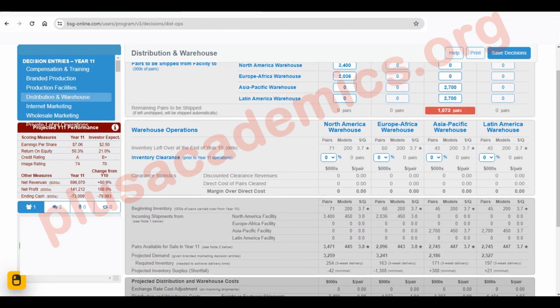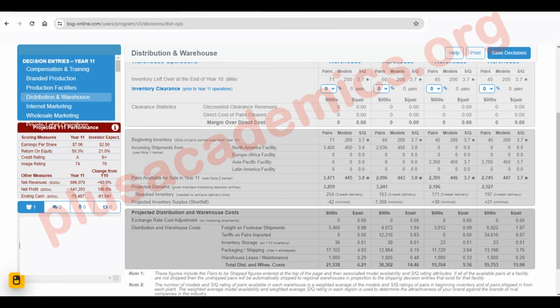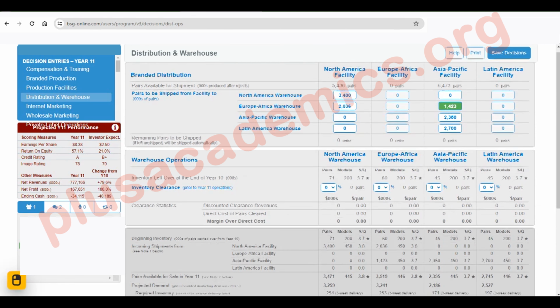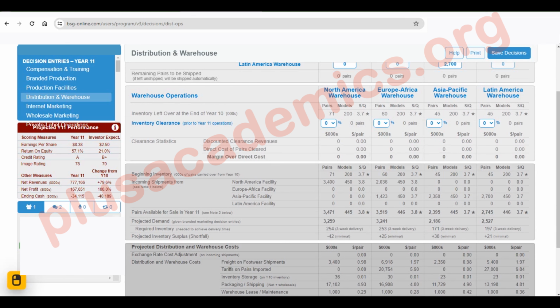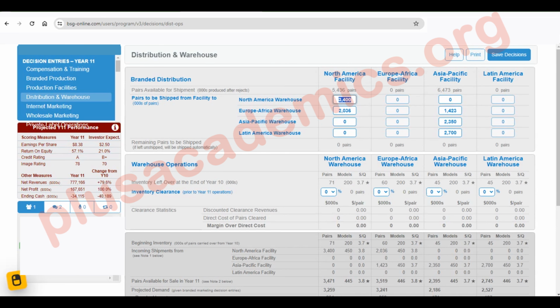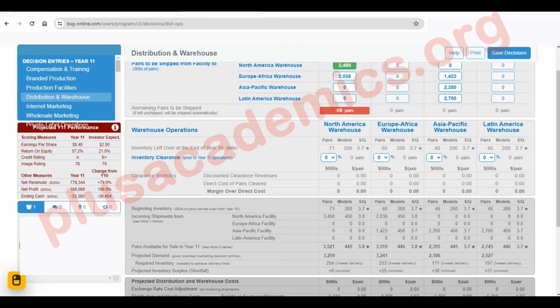And then from Asia Pacific facility to Asia Pacific warehouse, you can change to 2,350. And then the balance, which is 1,423, you can send to Europe Africa warehouse from Asia Pacific facility. Okay, still is not balancing, so let us go back to North America facility and North America warehouse.